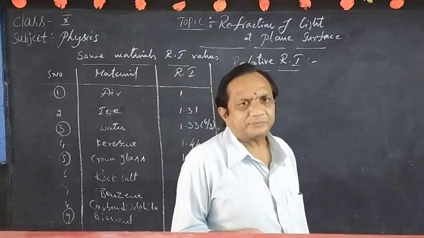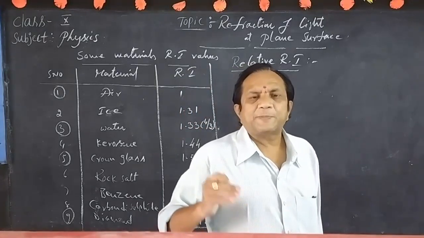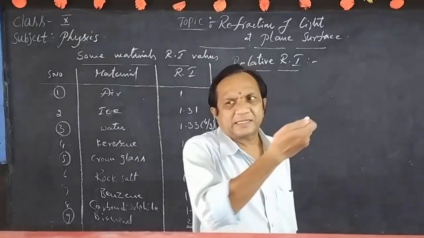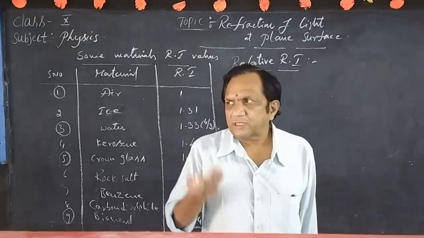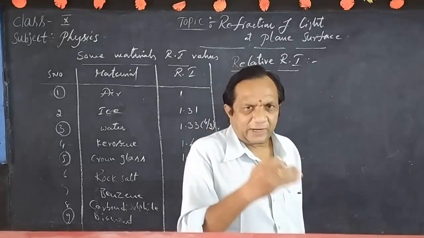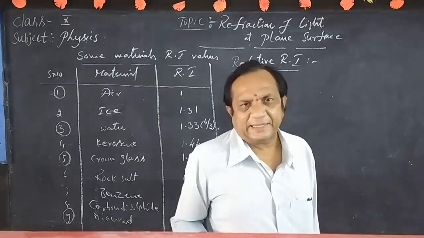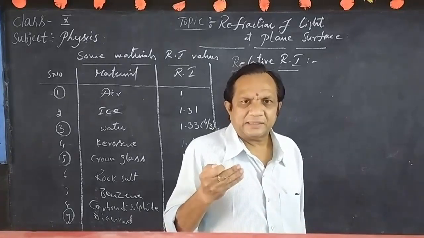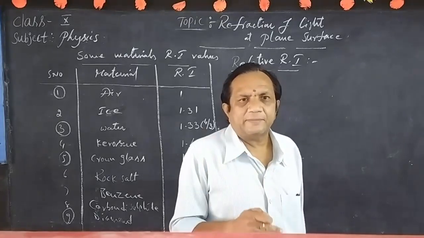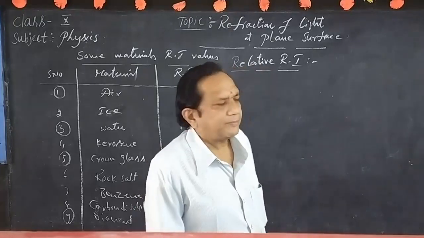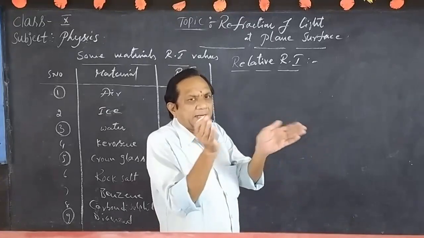Or in other words, the ratio between the speed of light in the first medium to the speed of light in the second medium is also considered as the relative refractive index. So like that also it can be defined. Or otherwise, the ratio between the speed of light in the first medium to the speed of light in the second medium is said to be the relative refractive index. From the speeds you have to compare the relation between them.